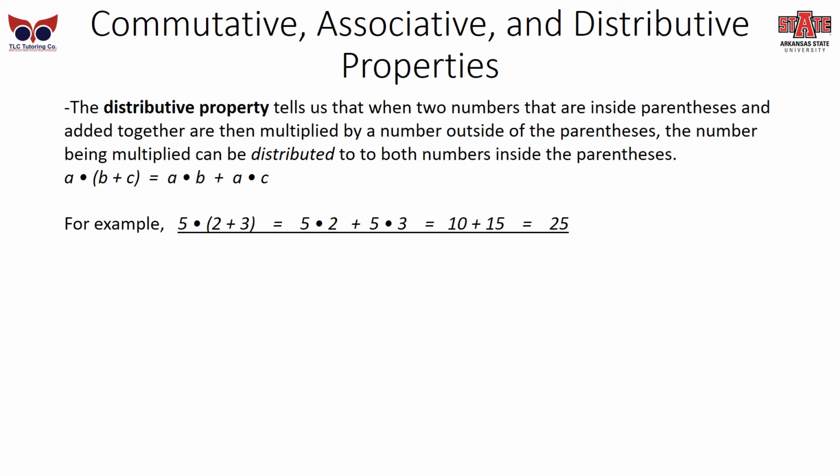Finally, the distributive property tells us that when two numbers are inside parentheses and added together, and then they are multiplied by the number outside the parentheses, you can distribute the outside number to those inside the parentheses. That sounds really crazy, but all this means is if you have something in parentheses and something outside, you can multiply the outside times the inside. So 5 times (2 plus 3) is the same as 5 times 2 plus 5 times 3. That's 10 plus 15, which is equal to 25. So you would get the same answer either way.